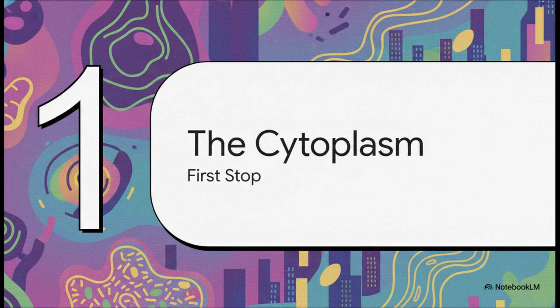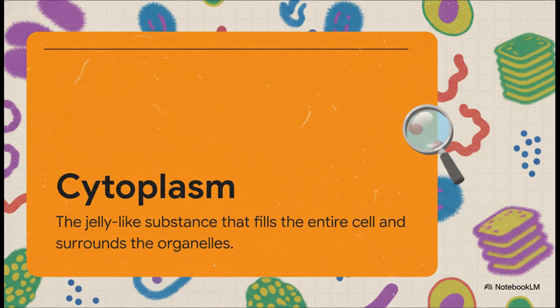Okay, so our very first stop is the world inside the cell membrane. You can think of it as the ground, the air, and just the general hustle and bustle of our city. This entire environment is called the cytoplasm. So what is cytoplasm exactly? Well, as the definition says, it's the jelly-like substance that fills the whole cell.